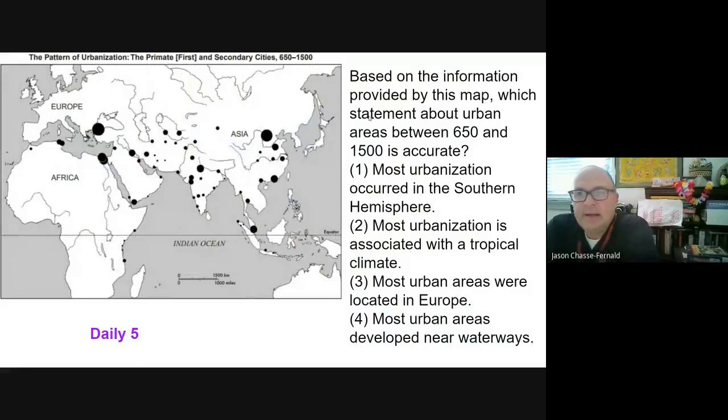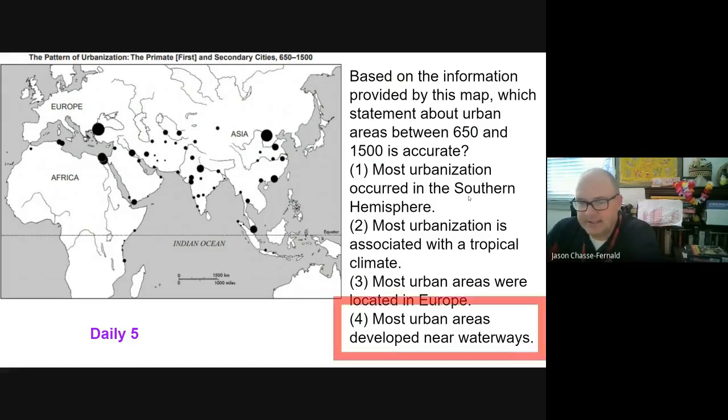Question one, based on the information provided by this map, which statement about urban areas between 650 and 1500 is correct? So go ahead and take a minute, pause, read through these, come back when you're done. Hopefully you got the correct answer was 4. Most urban areas developed near waterways.